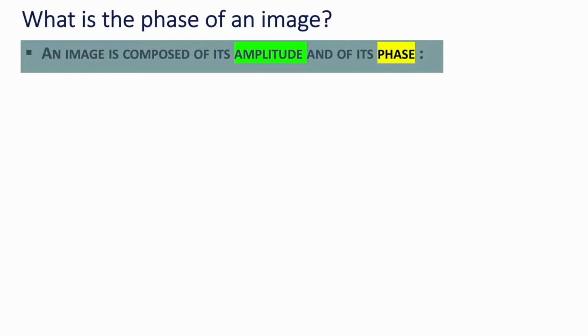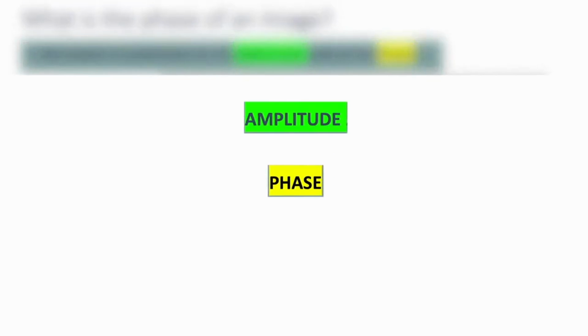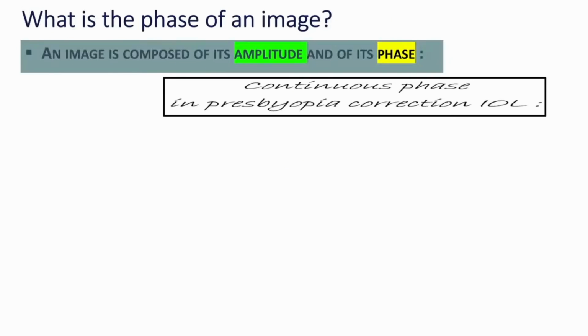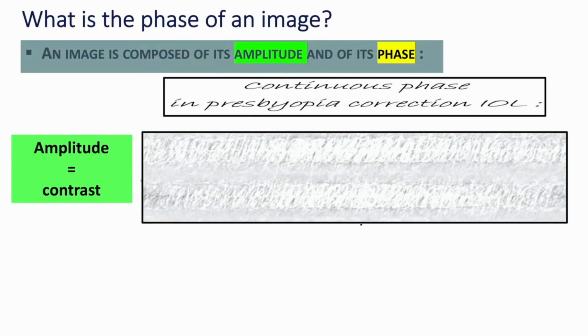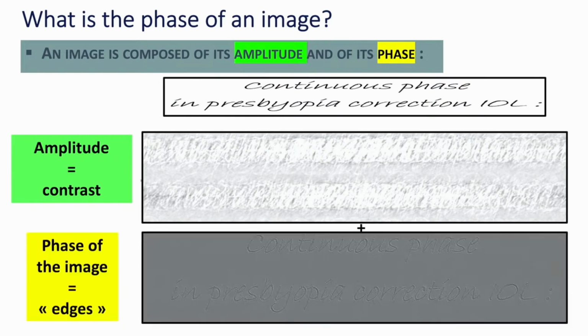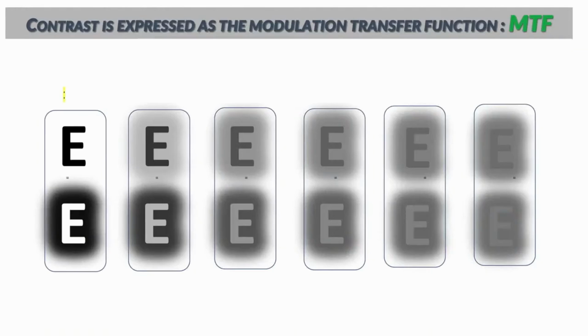Two components are necessary: the amplitude and the phase. In the following sentence, continuous phase in presbyopia correction IOL, we differentiate the amplitude, i.e. the contrast, always a positive information, from the edges, i.e. the phase, support of sharpness. Even with a very low contrast, letters will be seen.